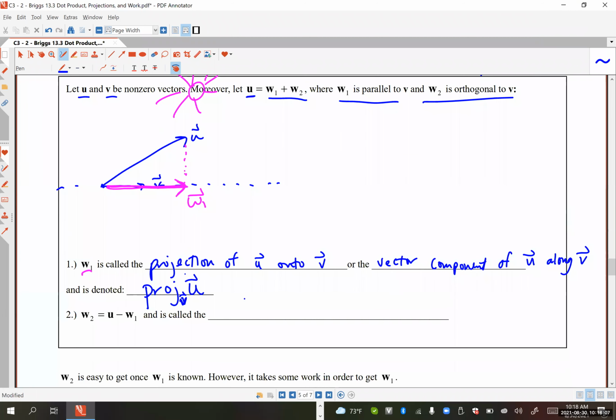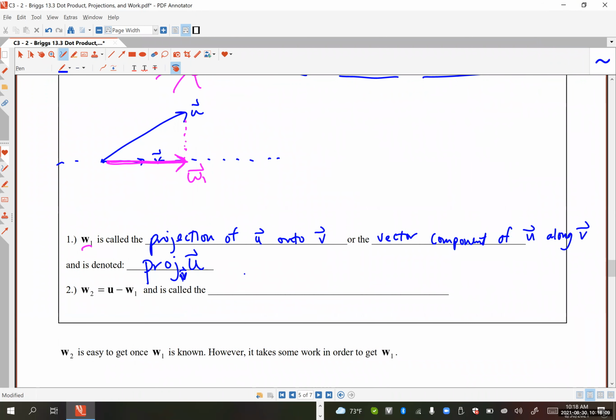Wait, so, is that a W for the projection? W? This is the projection of U onto V. And okay, we're naming it W1 just to give it an easier name, but it's the same. So W1 is in fact the projection of U onto V right here. Does that help? Yeah.